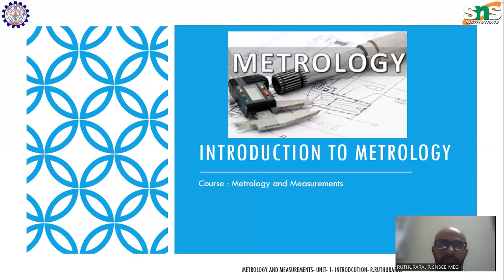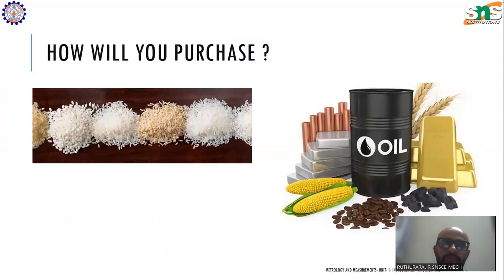You are seeing two images in this slide. One image shows various grains. On the right side, you are seeing different quantities. How will you purchase these components? To give a quick example, if you are going to buy rice, how will you ask the shopkeeper? You will be asking for 1 kg of rice, 2 kg of rice, or 10 kilograms of rice. Similarly, oil, you will be purchasing in the form of liters.